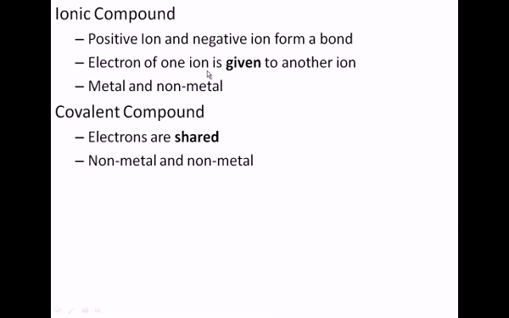Now, ionic compounds are different from covalent compounds. In covalent compounds, electrons are shared. In ionic compounds, they are given from one atom to another atom. Ionic compounds are usually between metals and nonmetals. Covalent compounds are usually between nonmetals and other nonmetals. Let's take a look at the periodic table.